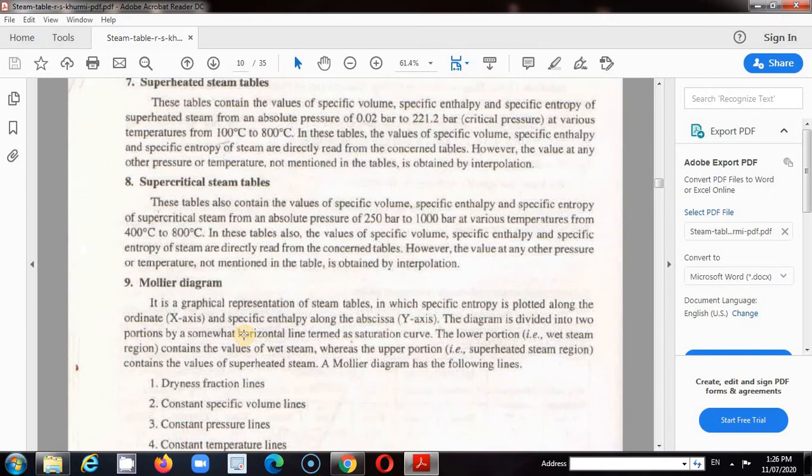Once again, I will give the information about that Mollier chart. When you see that particular Mollier chart in your steam table, there is one long thick line available at the middle position of the chart. On the x-axis there is the value of the specific entropy, and on the y-axis there is the value of specific enthalpy, and there is a middle line, a thick black line. The name of that particular line is the saturated line.